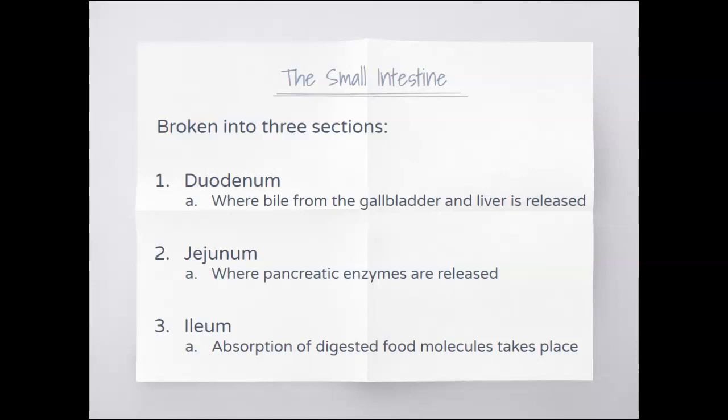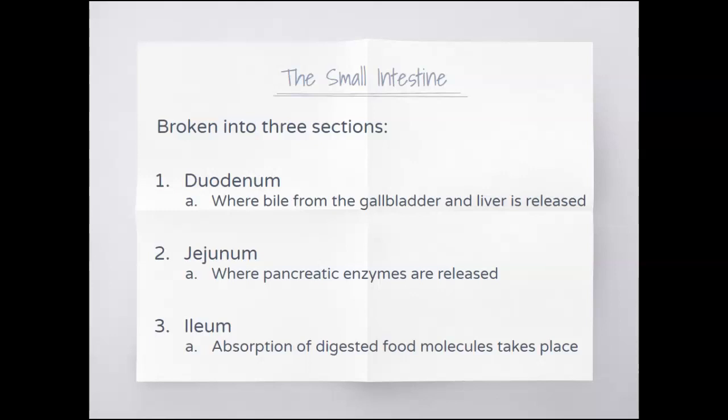Again, you have peristalsis happening here, but the small intestine is broken into three sections. The duodenum is right after the stomach, and this is where bile is released into the food from the gallbladder and the liver, because the gallbladder and liver are right next to the duodenum. Then the jejunum is the second part.